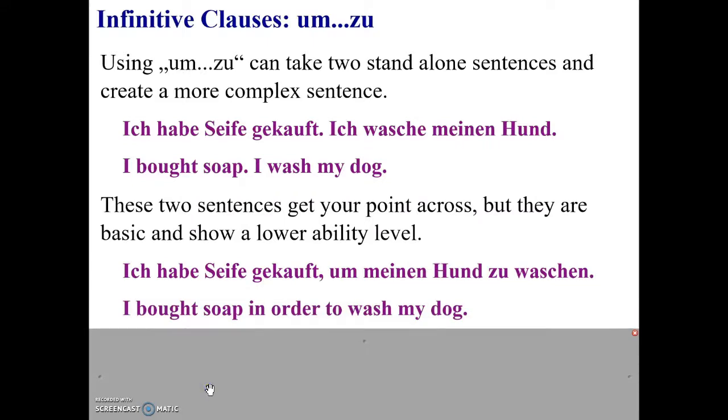Ich habe Seife gekauft, um meinen Hund zu waschen. I bought soap in order to wash my dog. In English, we often just say, I bought soap to wash my dog, but that um zu is literally in order to. So we've taken two basic sentences and connected them with this um zu infinitive clause to form one more complex sentence, and it shows a higher ability level to people.